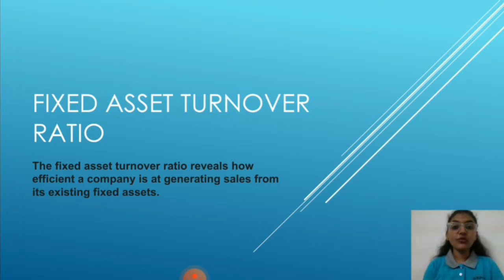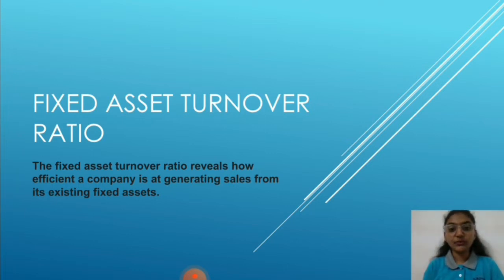So we will understand what fixed assets are first. Fixed assets are the assets which are purchased by the company for long term use, and such assets are not easily convertible into cash. Examples like land, equipment, and machinery are fixed assets. So here we compare the net sales to the average fixed assets.